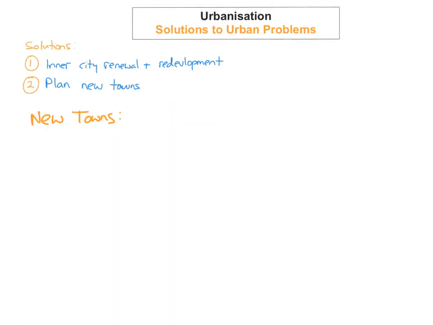So we're going to look at the second solution to urban problems. Because of urbanisation, you get many problems. So the second solution is to plan new towns, and the function of new towns is to prevent unplanned growth, which will happen because of urban sprawl. So new towns have certain characteristics, and I'm just going to talk about the characteristics now.